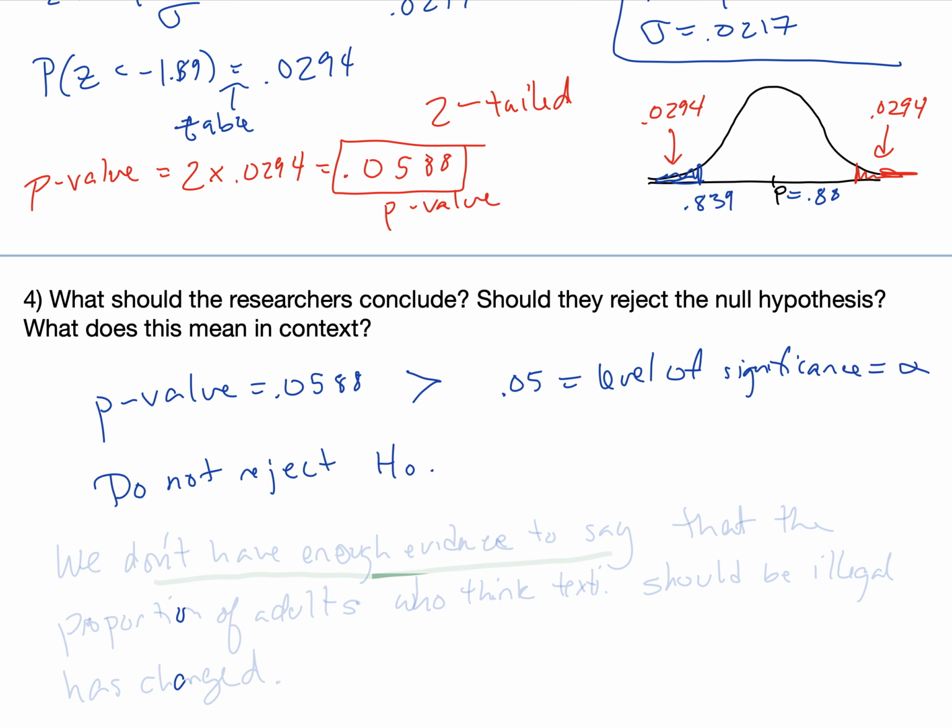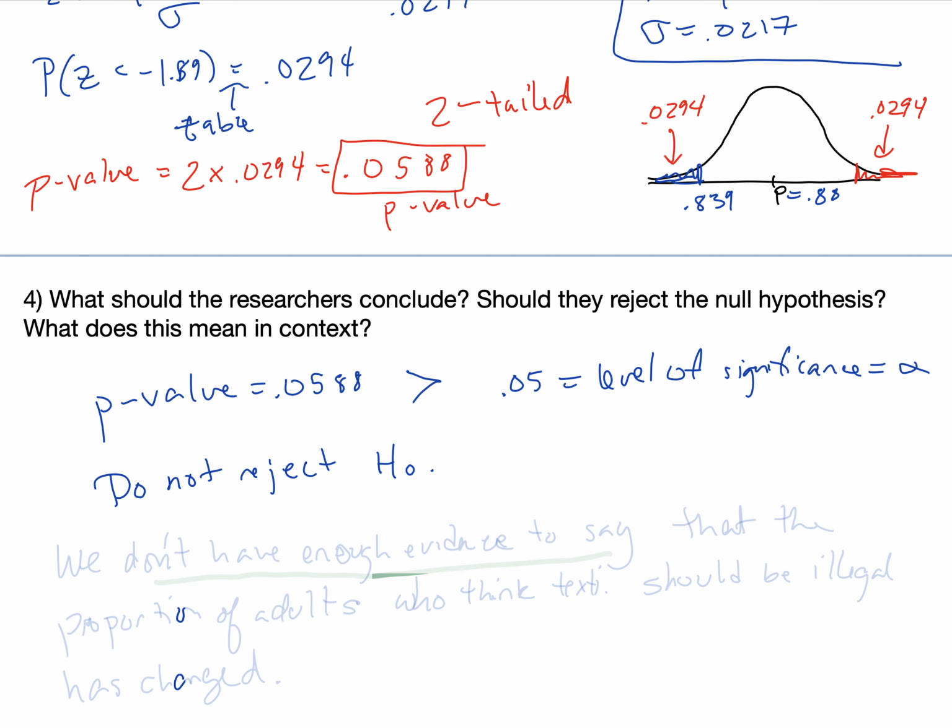We do not reject H0 because the probability of observing a result at least this extreme was about 6%, was greater than our cutoff point, was not so unlikely given the hypothesis that the proportion of adults who believe texting while driving should be illegal is still 88%. So it could still be that it is 88%. So we do not reject the null hypothesis.